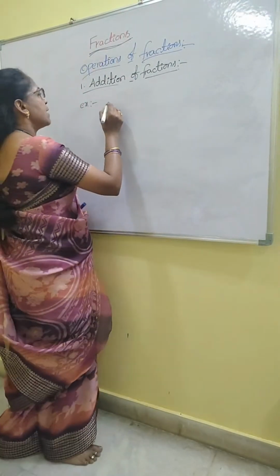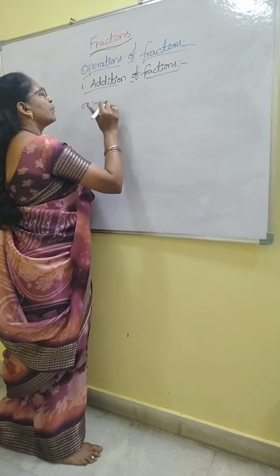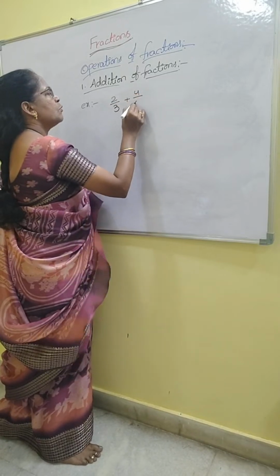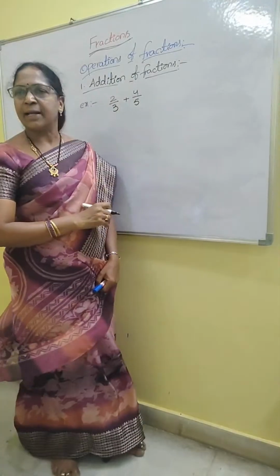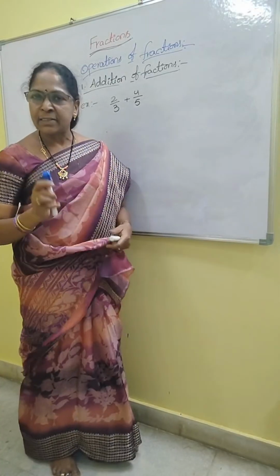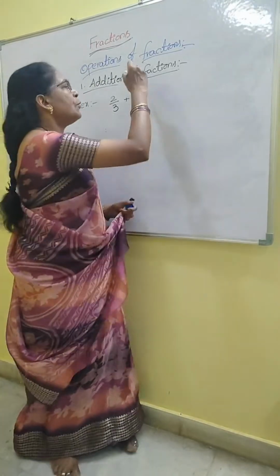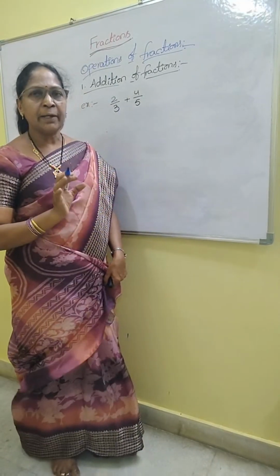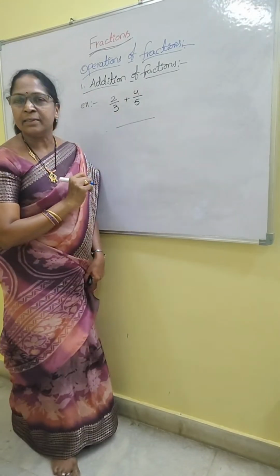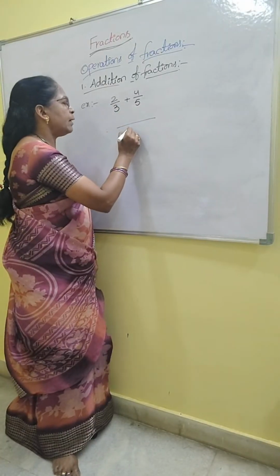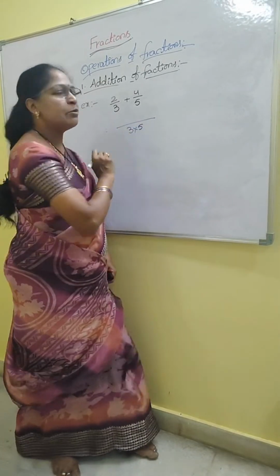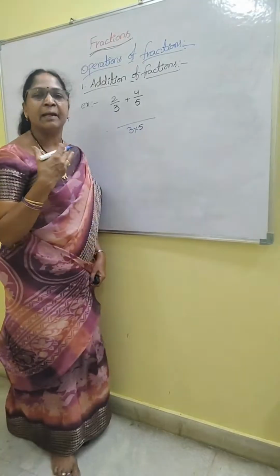See here, one more example here. 2 by 3 plus 4 by 5. These two are the fractions. If you observe, these two fractions are also unlike fractions. Now, how to add these unlike fractions? By using the cross multiplication method. Now here, for the denominators you have to consider 3 into 5. As they are numbers, you have to multiply. That means 3 into 5.